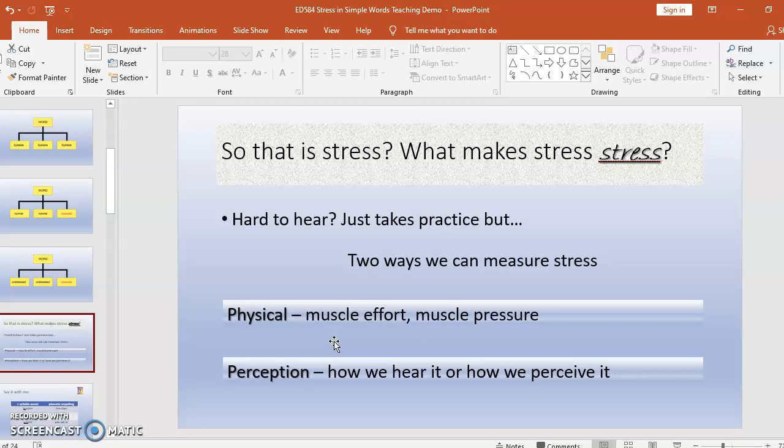Another way to measure it would be our perception, like how we hear it or how we perceive it. If you're talking to me, with our own listening, we could hear the different pitches and the tones that are in the language, and that's how I'm able to understand your meaning. So we could pick it up that way too.